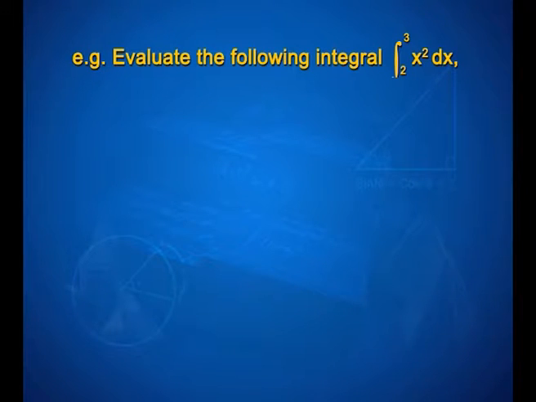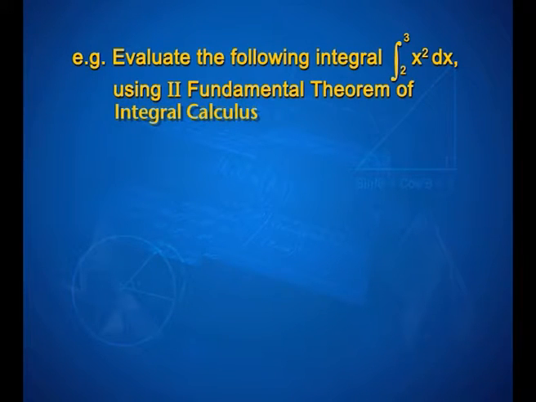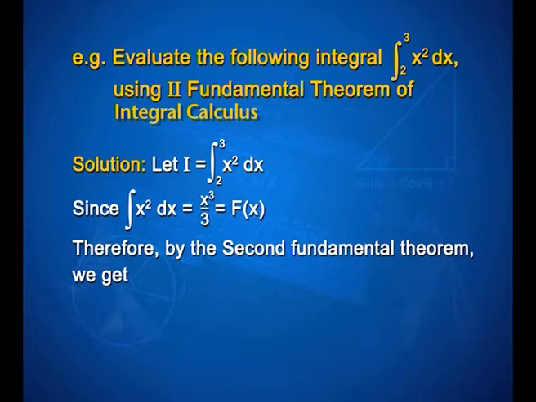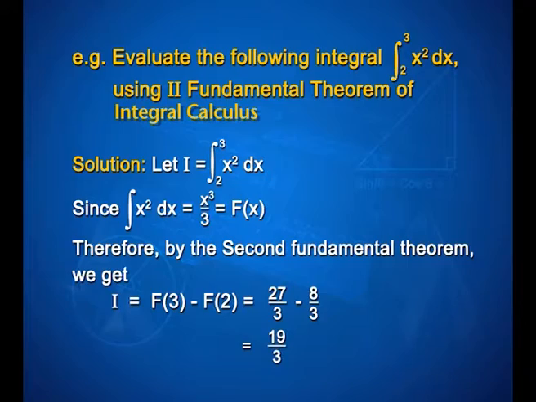Now, let us solve some examples using the fundamental theorem of integral calculus. Evaluate the following integral 2 to 3 x square dx using the second fundamental theorem of integral calculus. For the solution, let I be equal to integral 2 to 3 x square dx. Since integral x square dx is equal to x cube upon 3, that is equal to F(x), therefore, by the second fundamental theorem, we get I is equal to F(3) minus F(2), that is equal to 27 upon 3 minus 8 upon 3. On solving, we get 19 upon 3 as the answer.